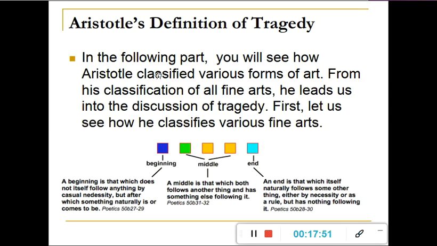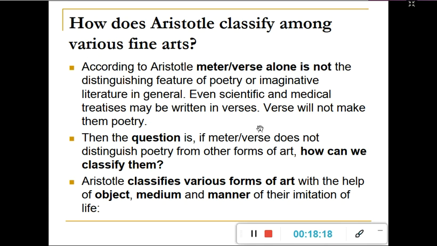You will see how Aristotle classified in the following part، الجزء اللي جاي ده من المحاضرة دي. You will see how Aristotle classified various forms of art. From his classification of all fine arts he leads us to understand the discussion of tragedy. First let us see how he classifies between the various fine arts، يعني how he differentiates between the different shapes or different elements of different types of art.